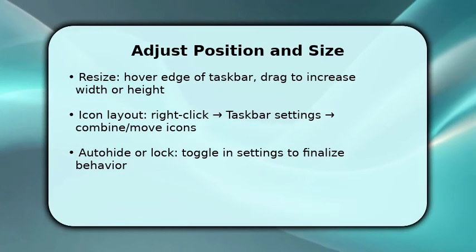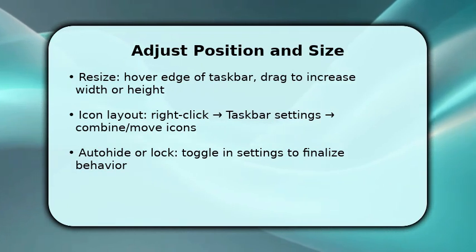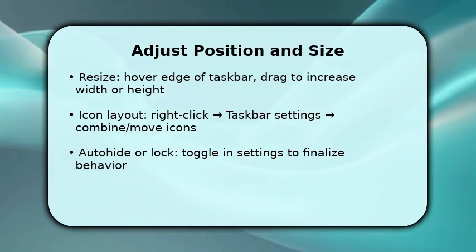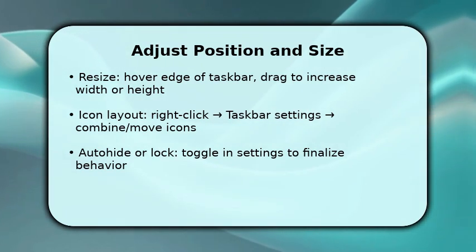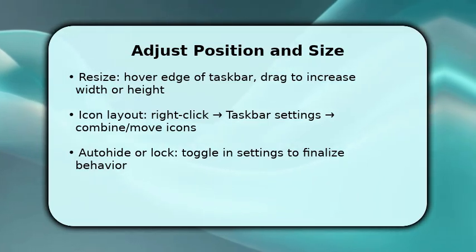Now you refine position and appearance. Hover the cursor over the inner edge of the vertical taskbar, then click and drag to set a comfortable width. This changes how many icons are visible.